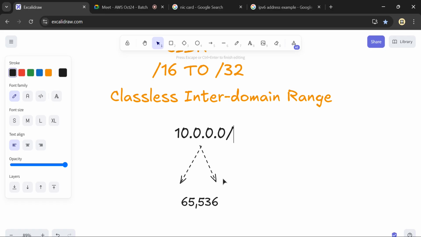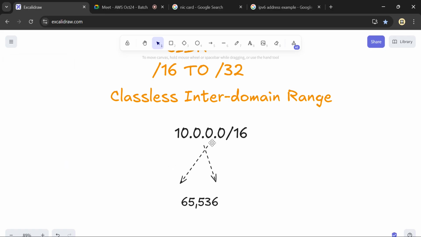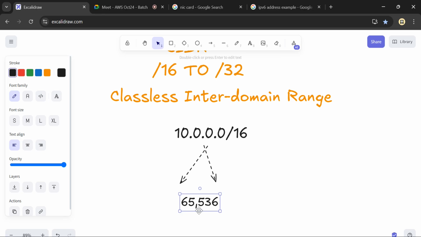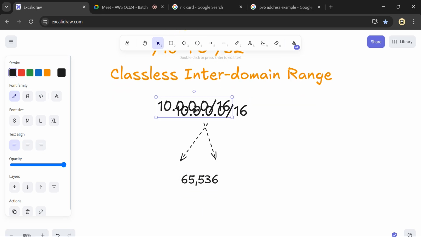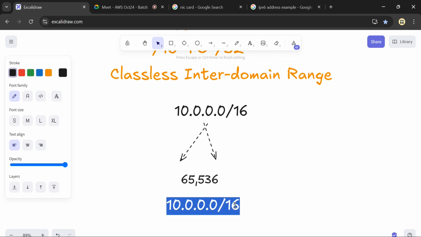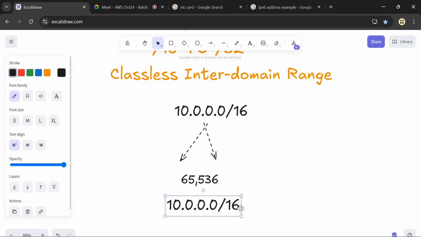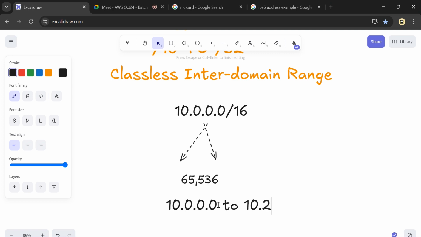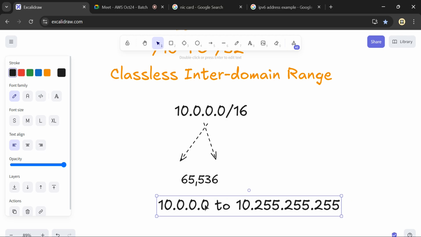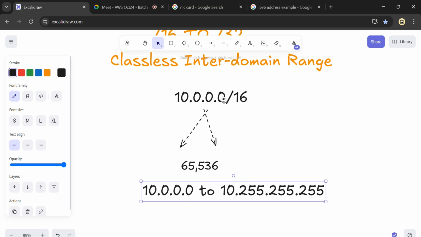So how do I divide it? I just add a /16. If I add a /16, I will get 65,536 further IPs. And how do these IPs start? It will start from 10.0.0.0 to 10.255.255.255. So this is the range that gets further divided, and if you calculate the IPs in it, it will be around 65,536.